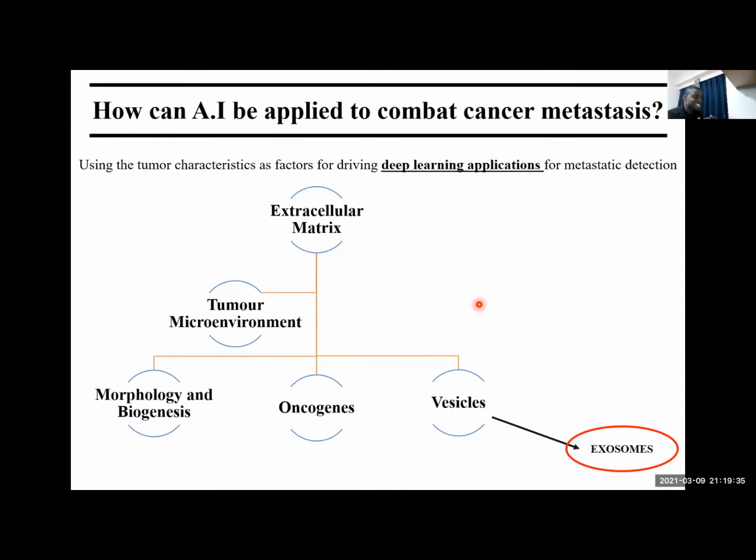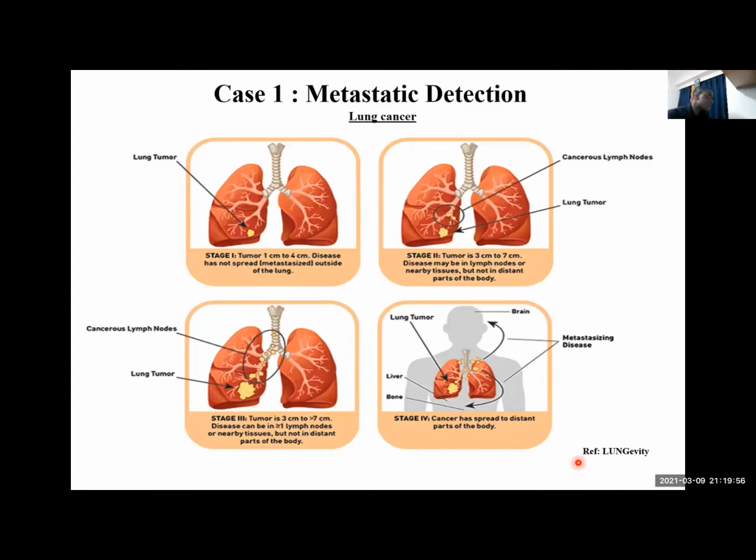But oftentimes, physicists neglect the tumor characteristics of the tumor itself. And understanding the tumor characteristics could give us an inclination to use them as factors for driving deep learning applications. So these are some tumor factors that I think could be very useful. So let's get into the section deeper in the few minutes that I have. So in case one, just like I did for the radiation biology section, it's scientifically proven that AI can be very useful in metastatic detection.